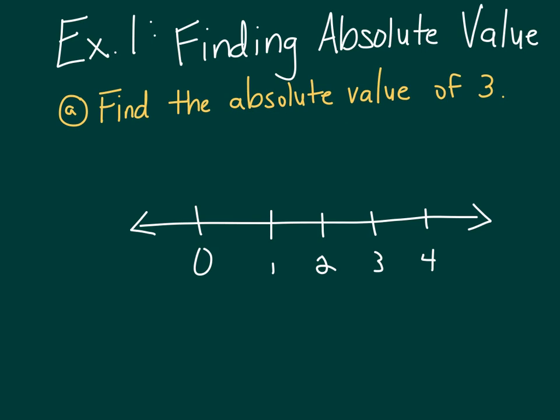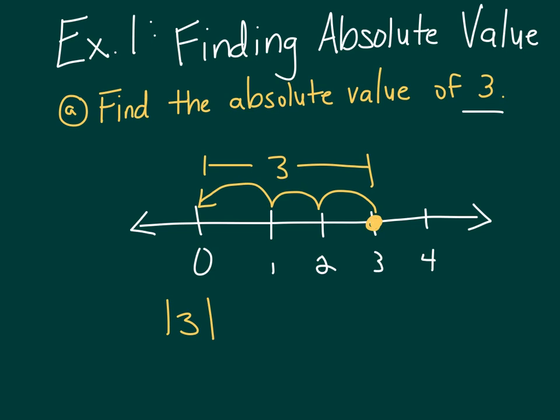For example 1, we're going to be finding the absolute value of some numbers. So letter A asks us to find the absolute value of 3. And to do that, we're just going to take a quick look at a number line. You won't always have to use the number line, but we're going to first just plot that. So we're talking about right here on the number line. And then to figure out the absolute value, remember that's the distance away from 0 that the number is. So this is 1, 2, 3 spots away from 0. So that means that the absolute value of 3, remember that's what it's asking us, is just plain old 3.